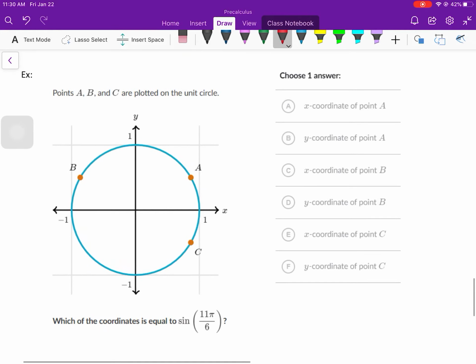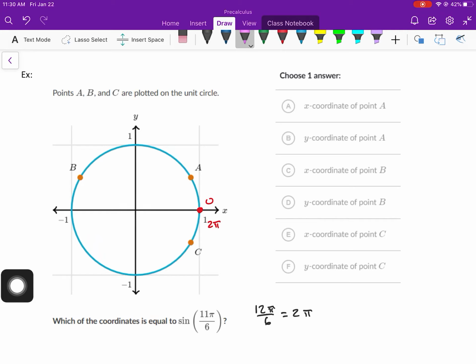And then 11 pi over 6. Think about that. 12 pi over 6 is 2 pi, right? If you remember, going around the entire circle is 2 pi. Remember, 0 is the start, so we go around the whole circle is 2 pi. So 11 is not quite 12. So we're right before 2 pi. So C is what we're talking about here. And sine is the y coordinate.